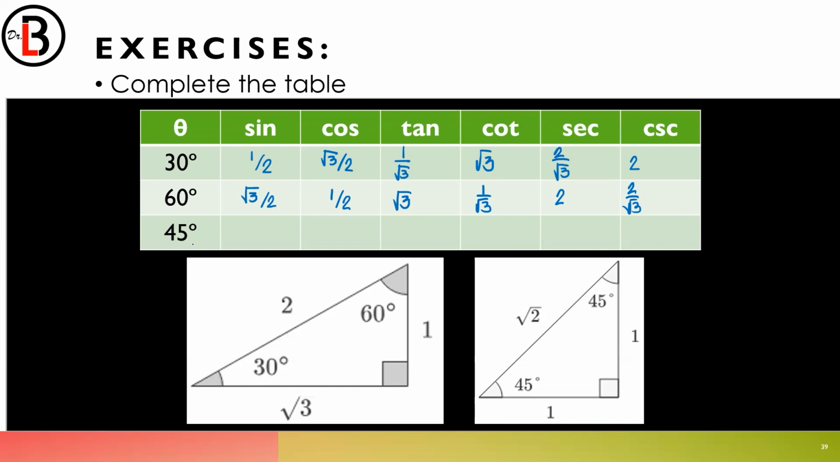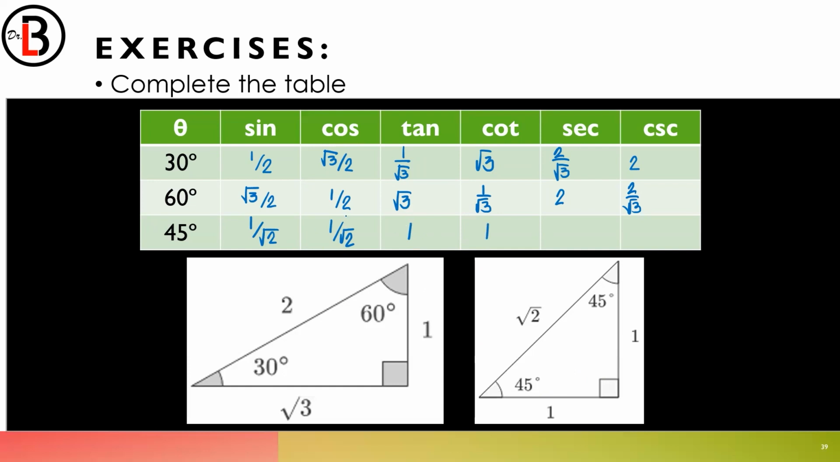So let's go to the functions of 45. Sine of 45 is what? 1 over square root of 2. What about cosine? It's also the same. 1 over square root of 2. For tangent, opposite over adjacent. So 1. Cotangent, just the reciprocal of this, is 1.